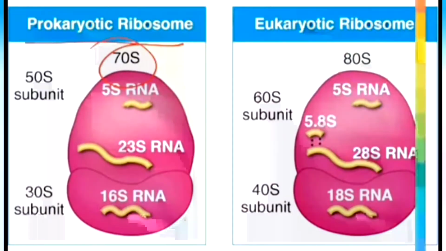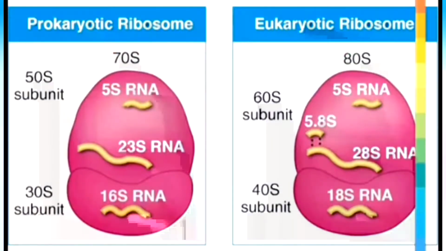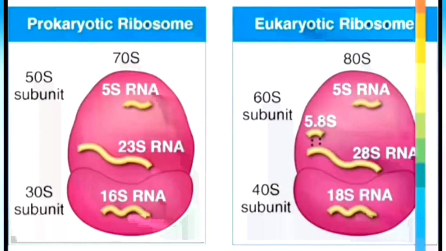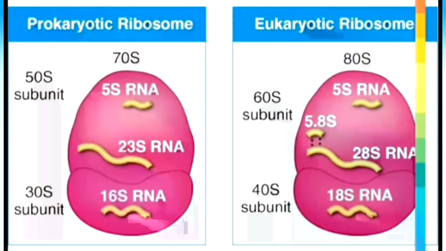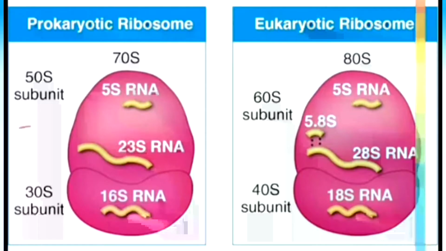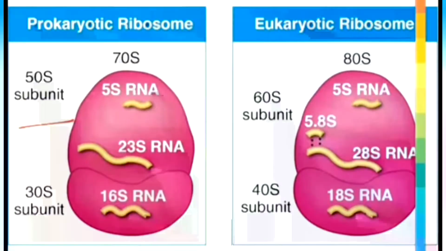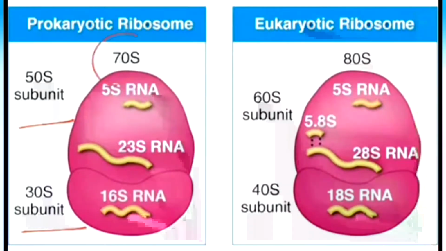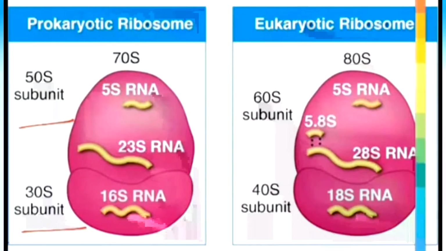So what is the difference between these 70S and 80S? As you can see, in both of them there are 2 subunits. First we are talking about prokaryotic ribosome, that is 70S. So the 2 subunits are, one is 50S, which is a larger subunit, and the other one is 30S, which is a smaller subunit. So if we add 50S and 30S together, what we will get? We will get 80S, right? But here we are getting 70S. So where are we losing 10 units?